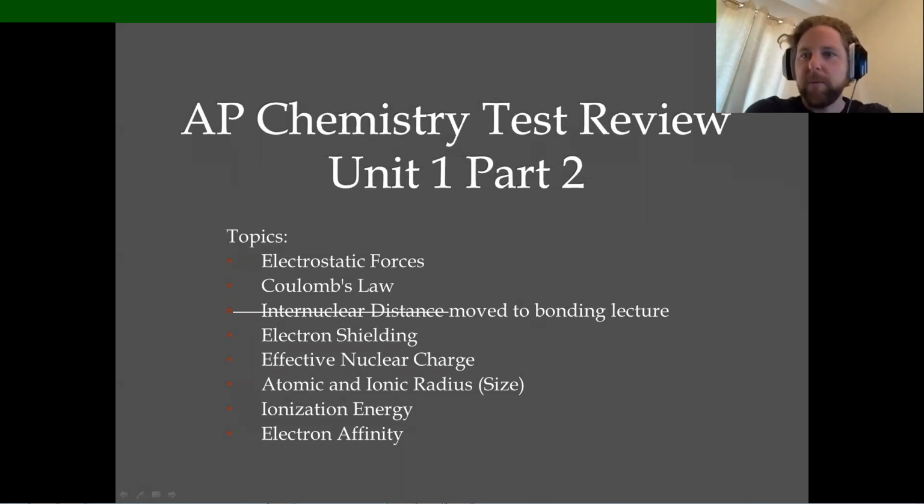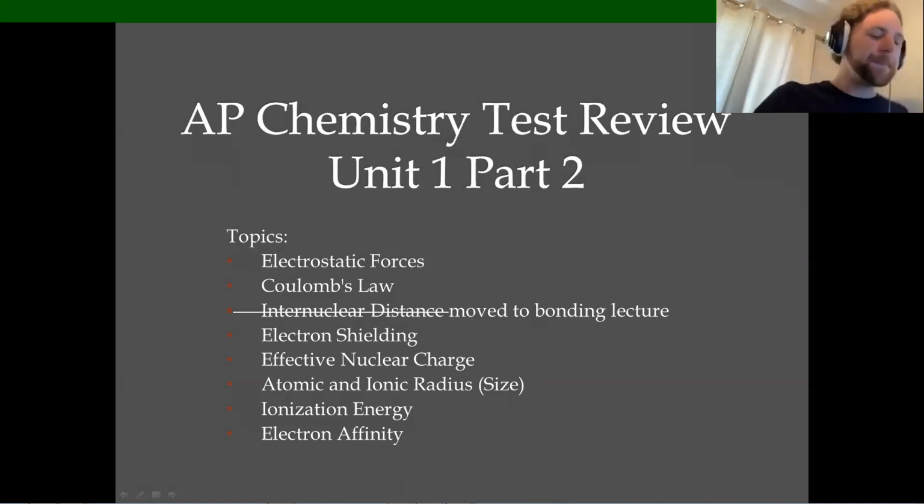I will be going back through Unit 1, Part 2, which mainly focuses on electrostatic forces, the difference between the types of forces we're interacting with as far as when we have protons and electrons within an atom. How do we use the concepts of those forces, how they interact, to justify atomic size? How do we use it to talk about ionization energy, electron affinity? What do these do for us?